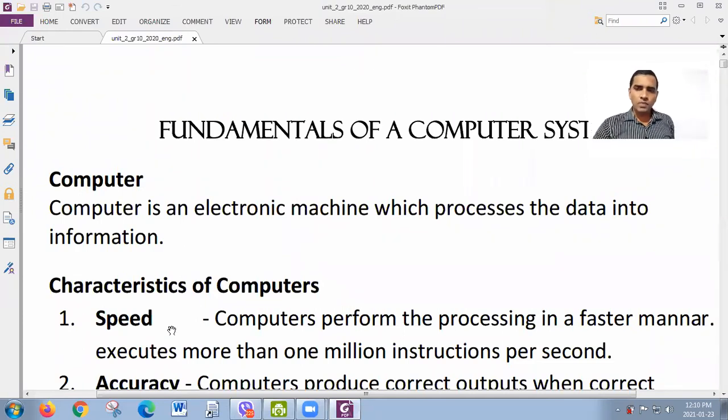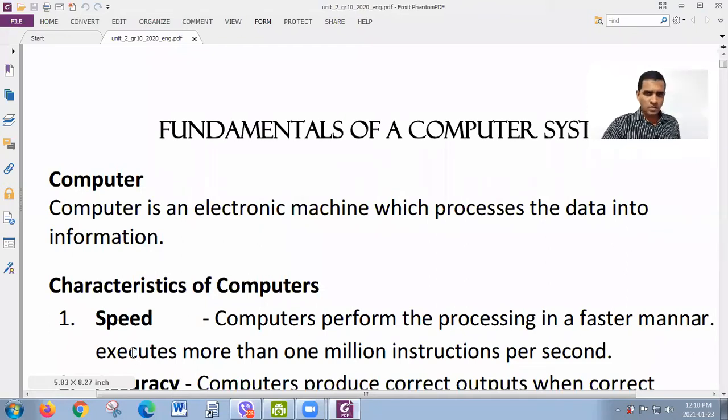First of all, look at speed. It's too simple, isn't it? A computer has its own speed. We often compare our computers with others and say that our computers are faster than yours, or slower than yours. So definitely, speed is an important parameter there. In fact, a computer's efficiency may be measured with the help of speed, right? So that is the first characteristic.